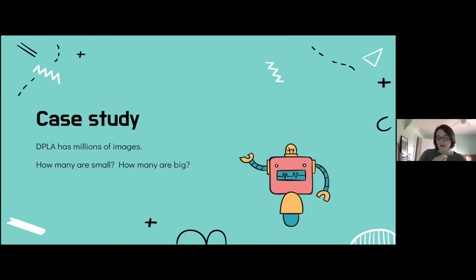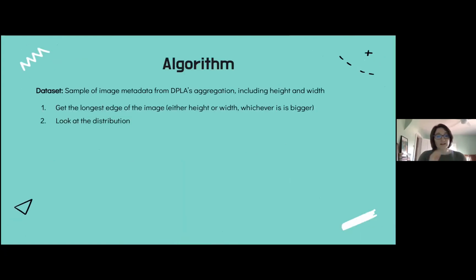So that's what we're going to be looking at. The algorithm we're going to be using is pretty simple. Our data set is a sample of image metadata from our aggregation, including height and width. We're not using the whole 40 million because that would be insane. I think we're using about 5,000 actual images that have just been randomly sampled from our collection for the purposes of this demo. And we're going to get the longest edge of the image.